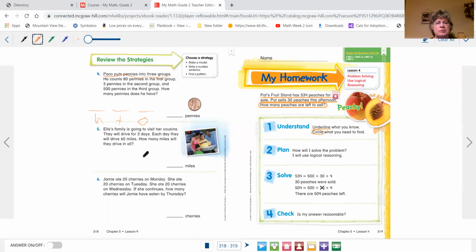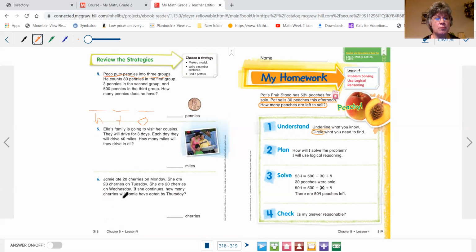Okay, on number 5, you are looking at a pattern word problem. Okay, and sometimes that will happen. So you're going to look at how far this family is driving for 3 days. If each day is a certain amount of miles, be careful. Down here, once again, we're going to be looking at a pattern.